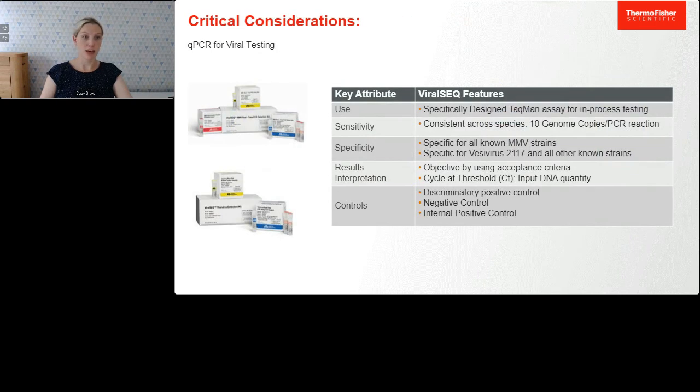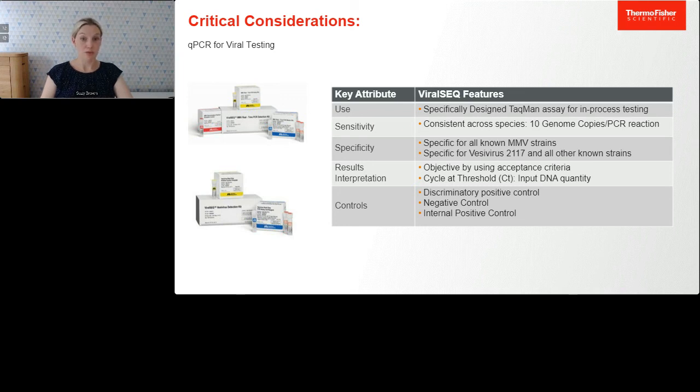The Viral-seq assays have been specifically designed for in-process testing, and they're to detect those key mammalian cell contaminants, MMV and Vesivirus. And we've shown a lower limit of detection down to 10 genome copies per PCR reaction for both of these kits. Vesivirus detection assay enables users to isolate and detect Vesivirus 2117 and all other known strains with high sensitivity and specificity using 2 RNA targets in that kit. And the MMV kit is able to detect all 4 known MMV strains, including the 7 genomic sequences. And both kits have no cross-reactivity with non-related DNA.